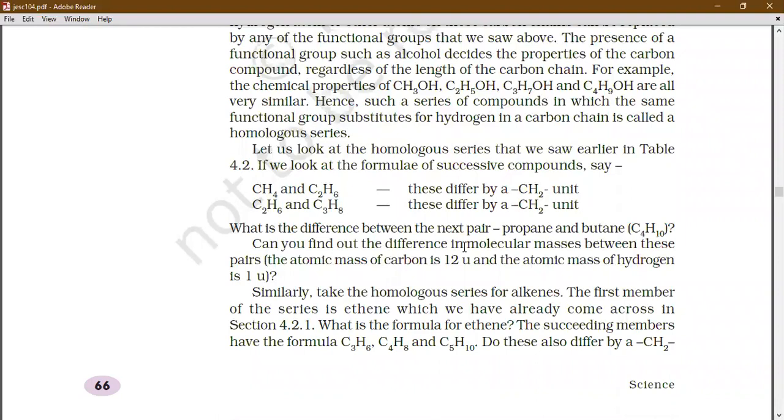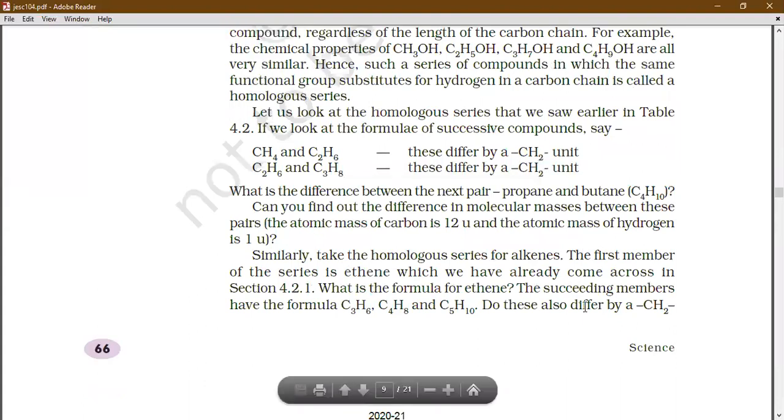If we look at the formulae of successive compounds, say CH4 and C2H6, these differ by a CH2 unit. C2H6 and C3H8, these differ by a CH2 unit. What is the difference between the next pair, propane and butane? Can you find out the difference in molecular masses between these pairs? The atomic mass of carbon is 12 u and the atomic mass of hydrogen is 1 u.